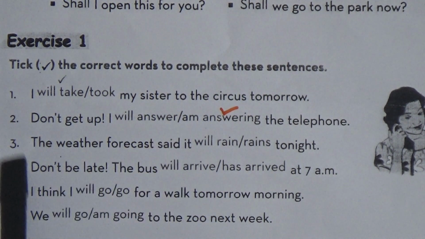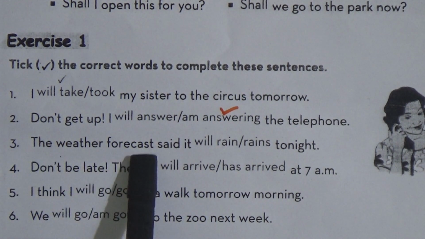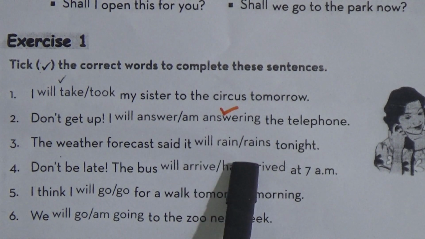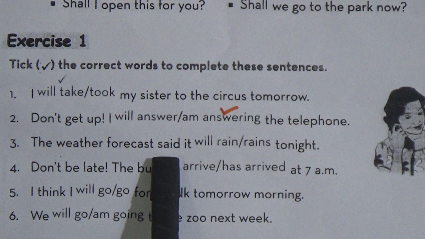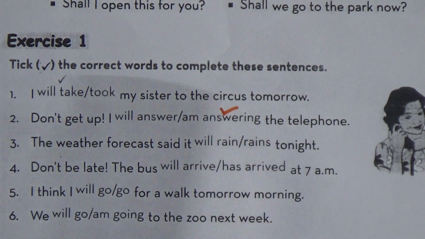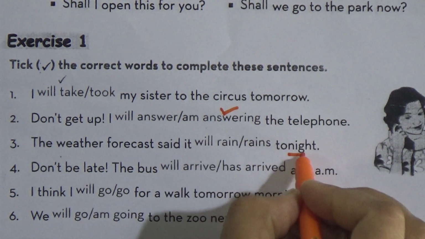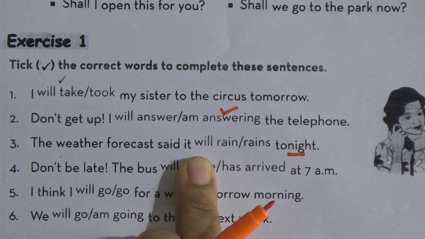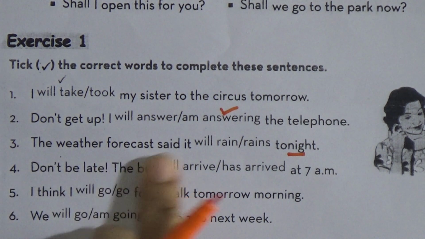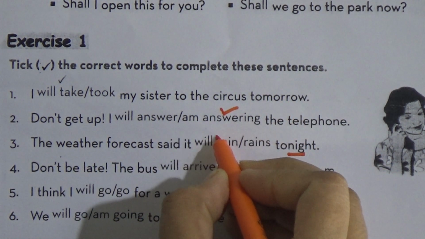Okay. Number 3, the weather forecast said it will rain or rains tonight. So, is there any future expressing word? Yes, there is: tonight. We have found that whenever there is tonight, we have to use the future expressing time. So, the weather forecast said it will rain tonight.